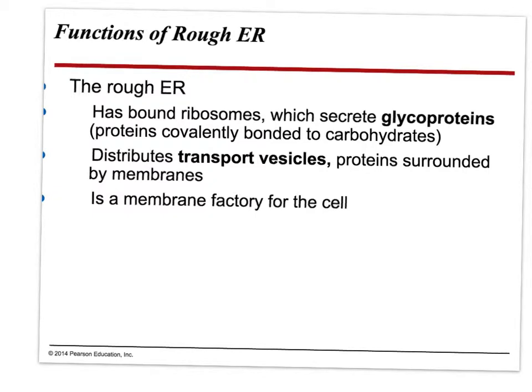So we're going to talk about glycoproteins and what they are. You could have glycoproteins, you could have lipid-linked proteins. Basically, it's a protein that has a carbohydrate portion to it. Within that, it's going to produce those proteins, and then it's going to produce what are called transport vesicles, proteins surrounded by membranes.